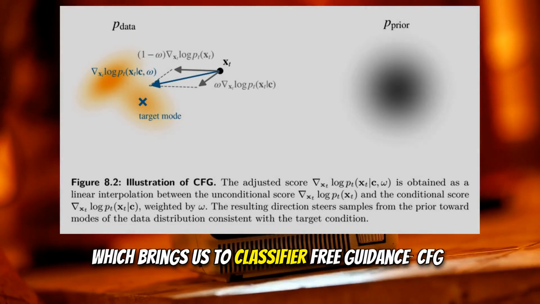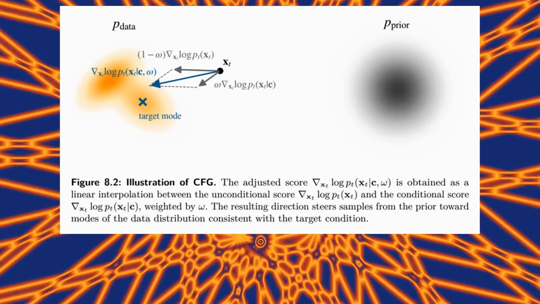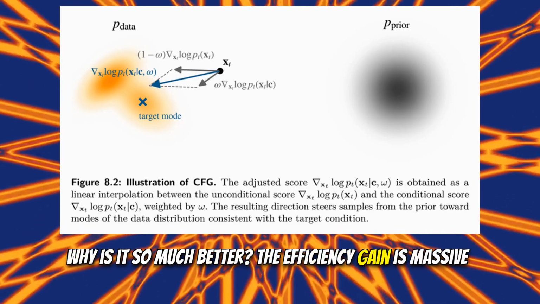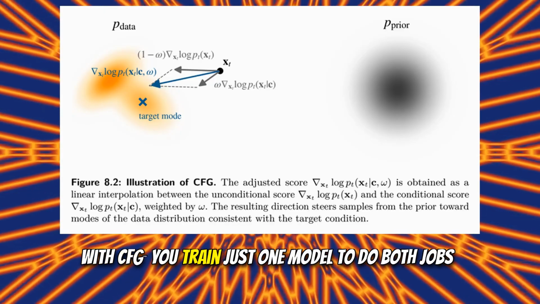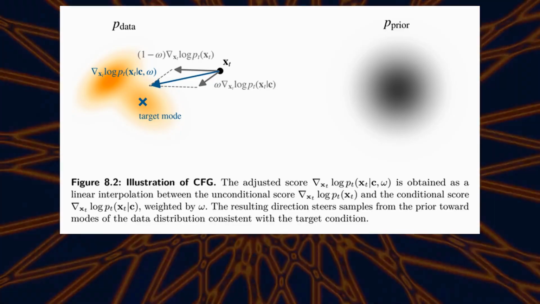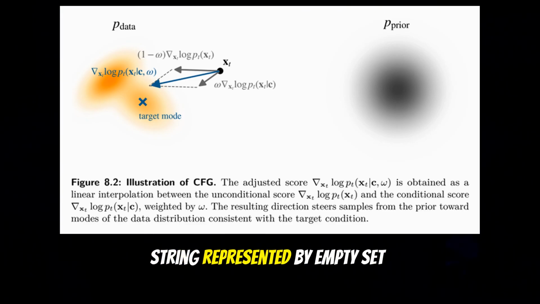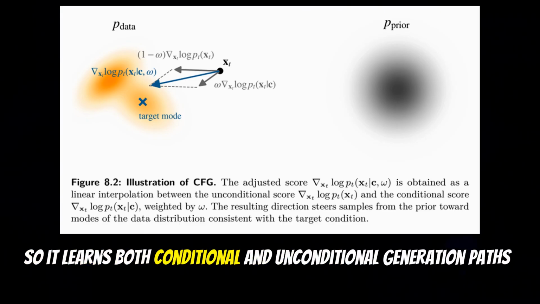Which brings us to Classifier-Free Guidance, CFG. This is everywhere now. Why is it so much better? The efficiency gain is massive. With CFG, you train just 1 model to do both jobs. During training, you sometimes give it the condition, like a text prompt, and sometimes you give it a null condition, like an empty string, represented by the empty set. So it learns both conditional and unconditional generation paths.